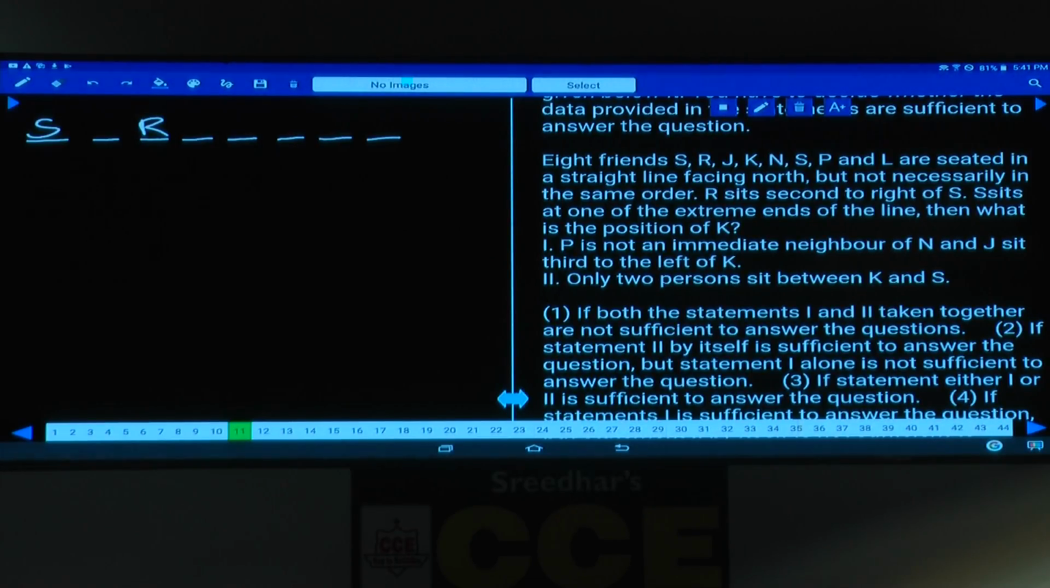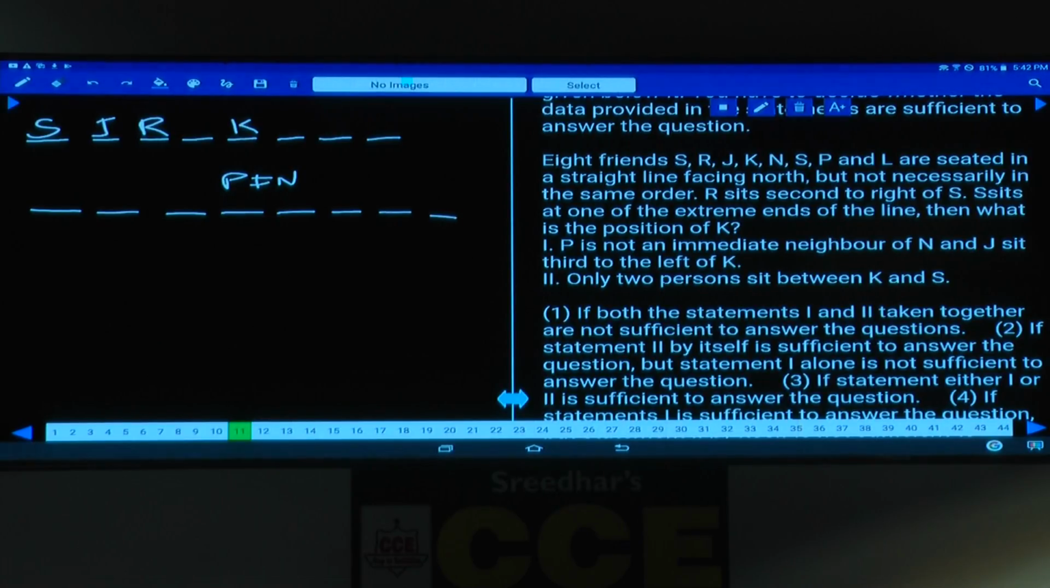Then P is not an immediate neighbor of N. P and N cannot be adjacent to each other. And J sits third to the left of K. If J is here, 1, 2, 3, K can be here. That is one possibility, isn't it? And what is the second possibility for these persons? 4, 5, 6, 7, 8.